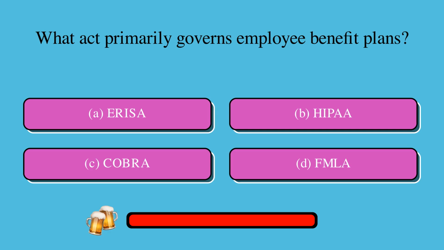What act primarily governs employee benefit plans? Is it A, ERISA, B, HIPAA, C, COBRA, or D, FMLA? The correct answer is A, ERISA.